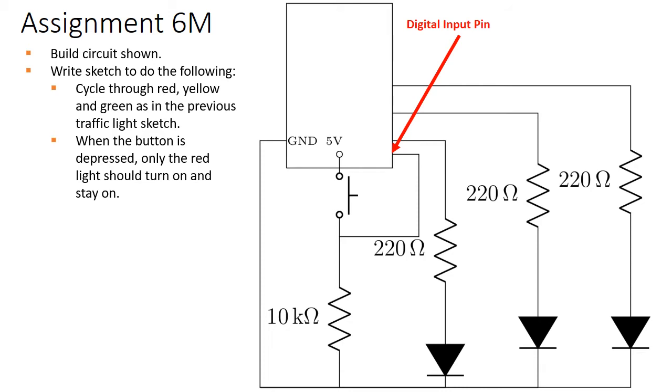And that would be what it would do when the button was up. But when the button is depressed, we want it to be that only the red light should turn on and stay on. The cycling will stop while the button is down.